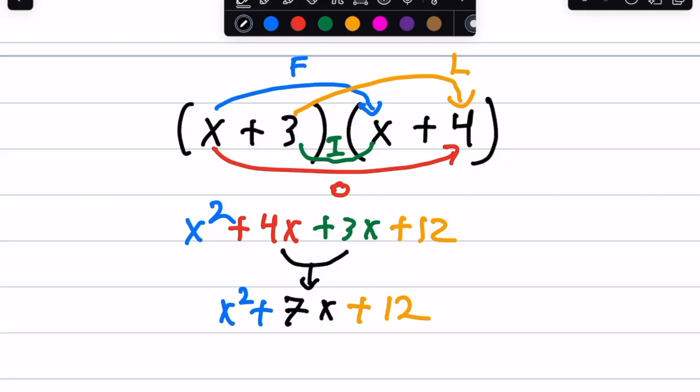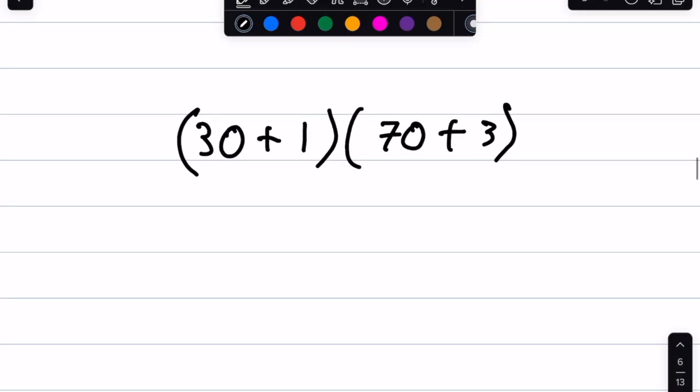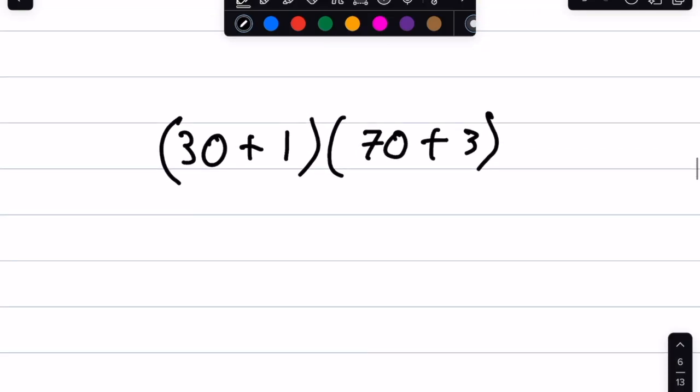after you've learned them the first time. A great example of this is using FOIL again, but only with full numbers. So for example, if I wanted to multiply 31 times 73, I could actually use FOIL in this case. I can first start with the first, 30 times 70, so that would give me 2100.